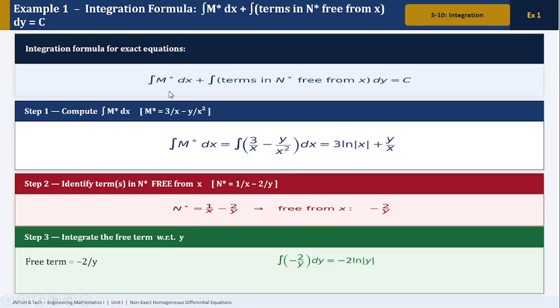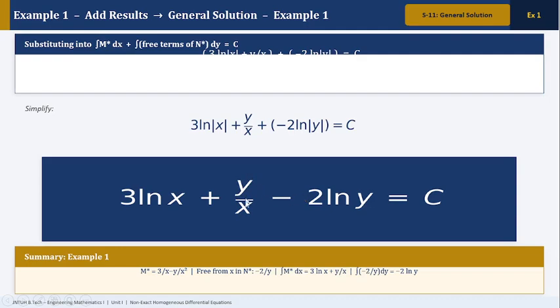Find the general solution. Integration of M star dx, which is the integral of 3 by x minus y by x square dx. Integration of 3 by x is 3 log x, and minus y is a constant term, integration of 1 by x square is minus 1 by x, so this is plus y by x. So 3 log x plus y by x. Next, terms in N star free from x, where N star equals 1 by x minus 2 by y. The term in N free from x is minus 2 by y, integration of minus 2 by y is minus 2 log y. So add step 1 and step 3. So this is 3 log x plus y by x minus 2 log y equal to c, which is the final solution.